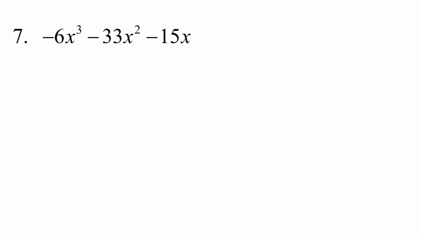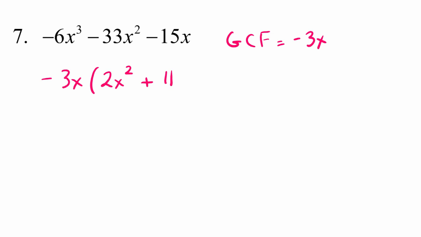Okay, so our GCF this time around is negative. Do you notice that? Let's go ahead and factor out a negative 3x, and that's going to leave us with 2x squared plus 11x plus 5.